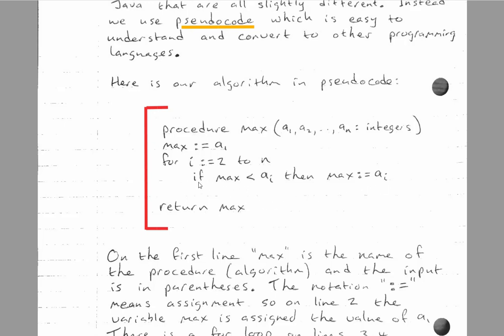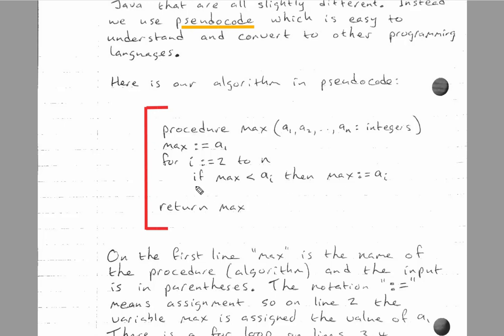So we keep repeating this step until we get to the end of the list. The last step here is if the temporary maximum is less than a sub n, the last number in the list, then let the maximum be that number a sub n. But if the max is bigger than or equal to that last number, then don't change it.